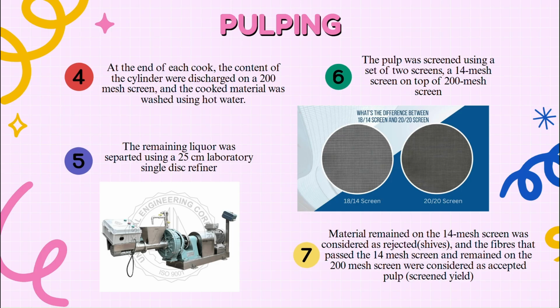Next, at the end of each cook, the content of the cylinder was discharged on a 200 mesh screen, and the cooked material was washed using hot water. The remaining liquor was separated using a 25 cm laboratory single disc refiner. Next, the pulp was screened using a set of 2 screens, a 14 mesh screen on top of a 200 mesh screen. Lastly, material that remained on the 14 mesh screen was considered as rejects, and the fibers that passed the 14 mesh screen and remained on the 200 mesh screen were considered as accepted pulp.